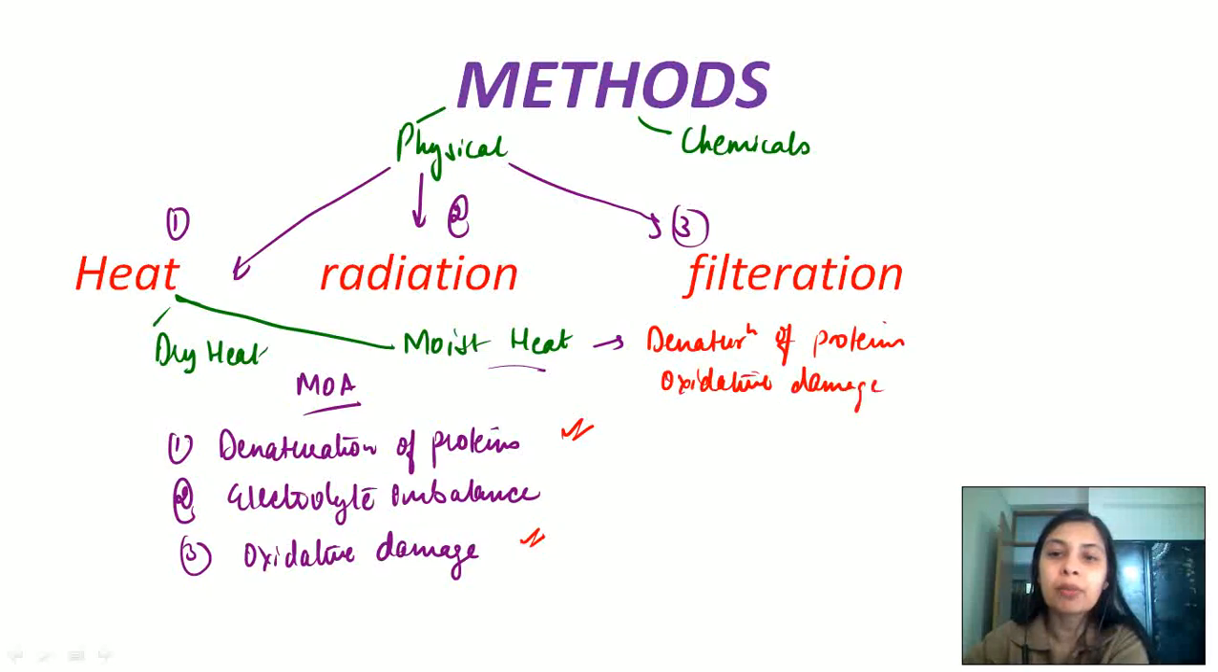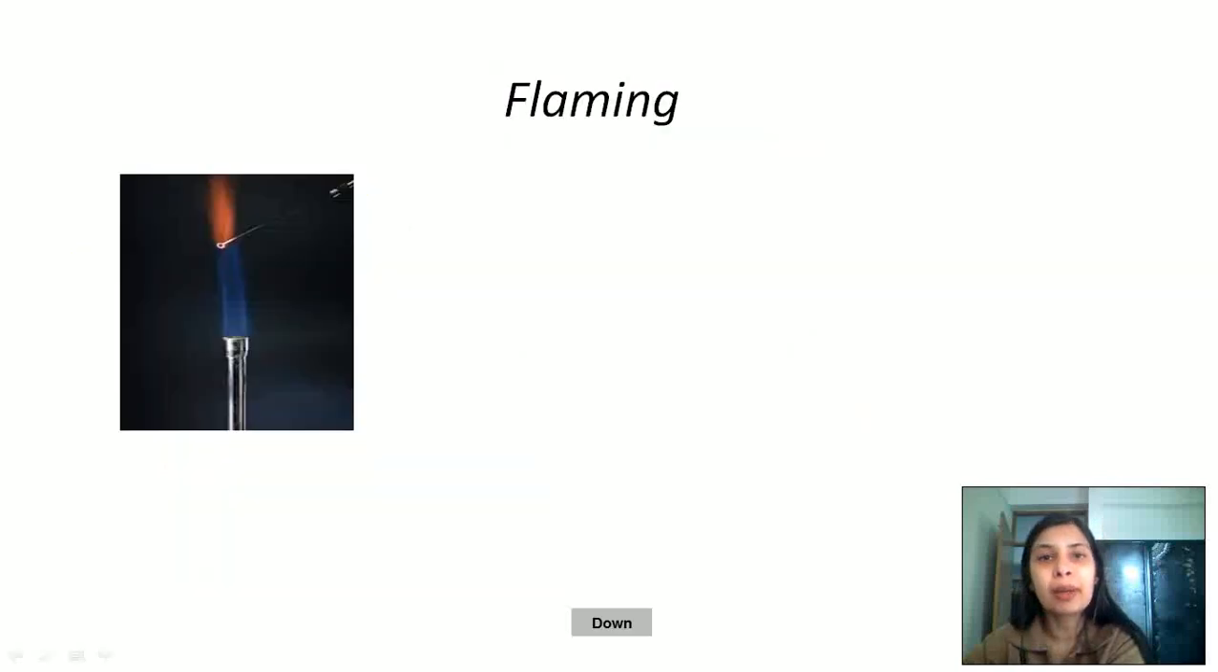These are the two mechanisms of action in moist heat. So we have in totality physical and chemical methods. Chemical methods I will take up separately. In physical method we have heat, radiation and filtration. In heat we further have dry heat and moist heat, and we have discussed the mechanism of action. After this we will come to the methods of dry heat now. Okay, we will take up one by one.